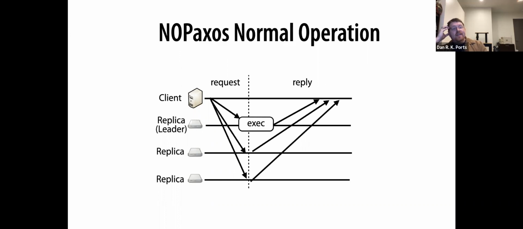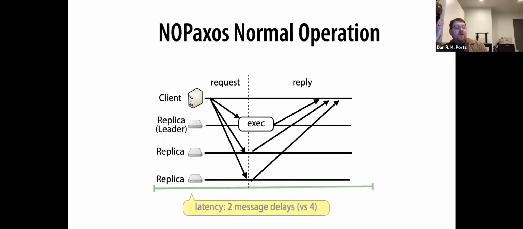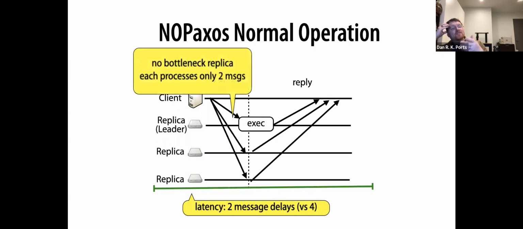And in addition to being very simple, this has great performance properties. The latency is down to 2 message delays instead of 4. Obviously, this is the theoretical minimum. And also, the replicas aren't communicating with each other, so there's no bottleneck. Each one of them is processing only 2 messages, which is going to give us much higher throughput.